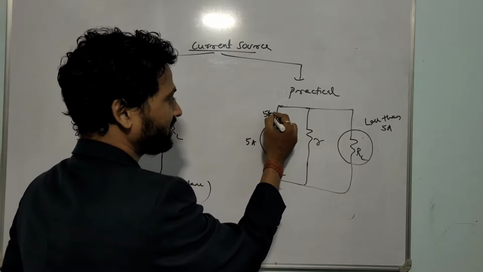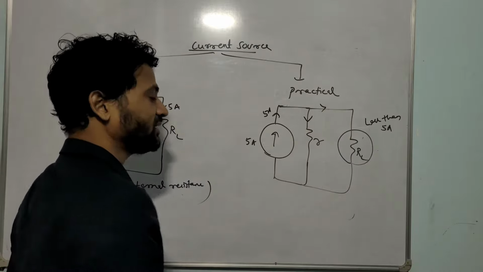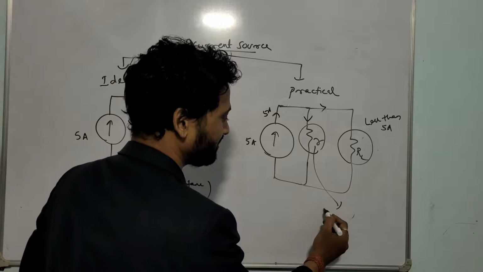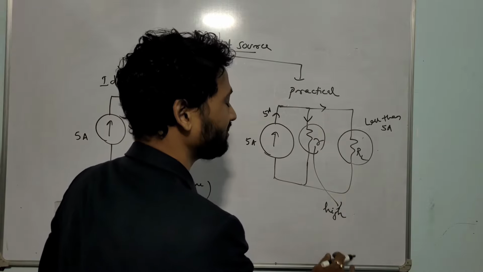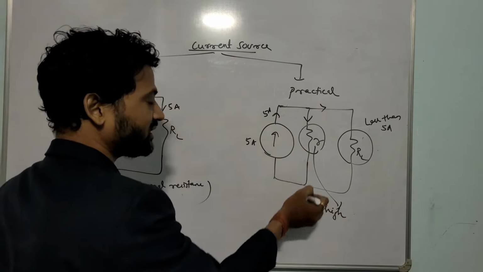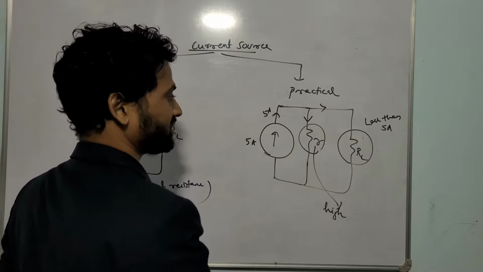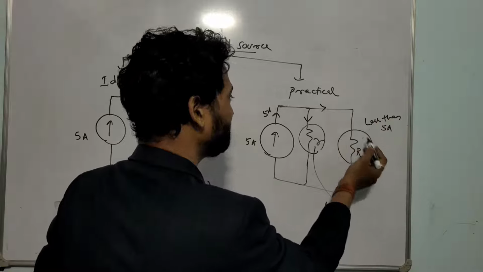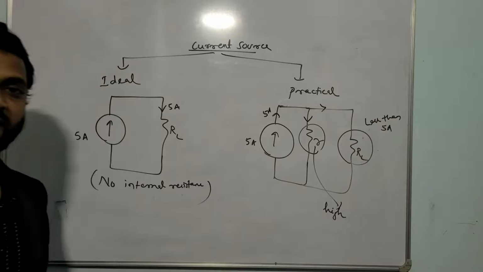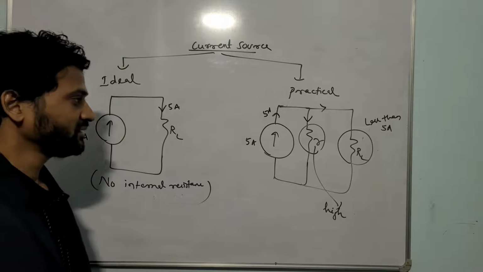यहाँ पे जो current है, that current will be getting divided. Usually internal resistance high होता है, बहुत high होता है, क्योंकि less current will flow through that path and maximum current will flow through the load resistance. But anyhow, the load current will be less than the supply current. Are you getting my point?